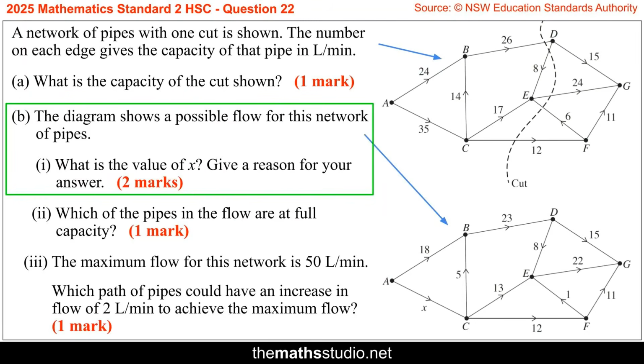Part B. The diagram shows a possible flow for this network of pipes. Part 1. What is the value of X? Give a reason for your answer.